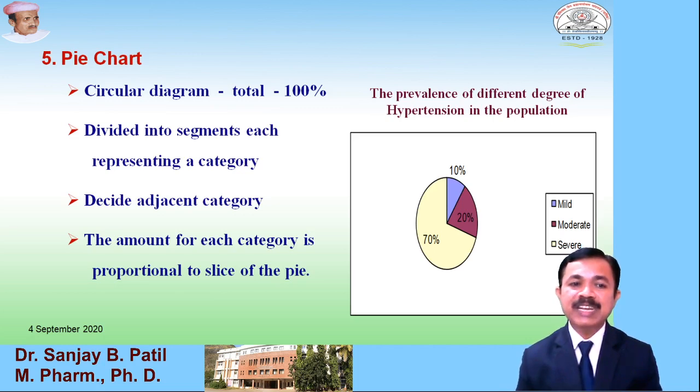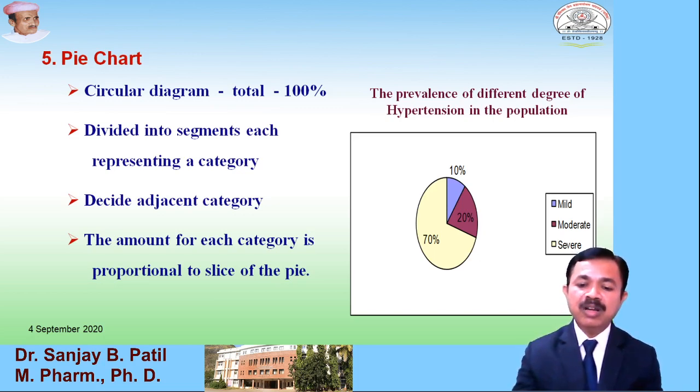So this is all about the presentation of data: how the data is presented in the form of text, in the form of tables, or how different charts or graphs like histogram, frequency polygon, cumulative frequency polygon, which is also known as Ogive, bar chart or pie chart, are used for presenting statistical data.